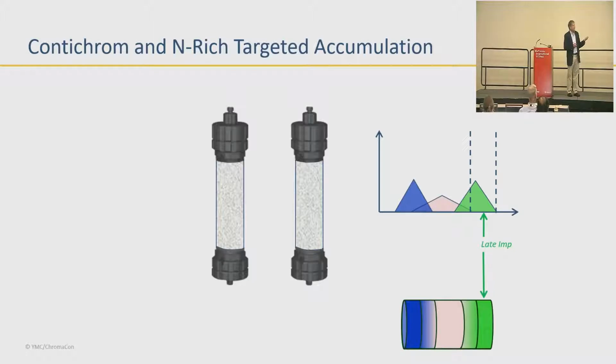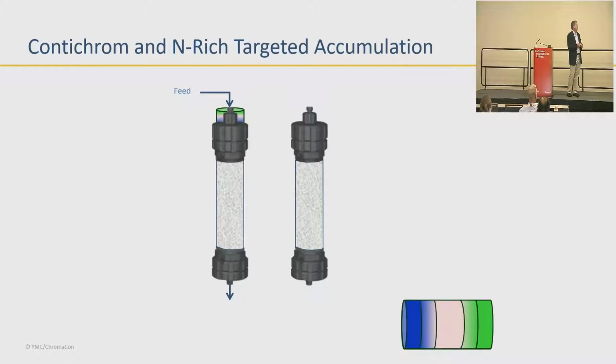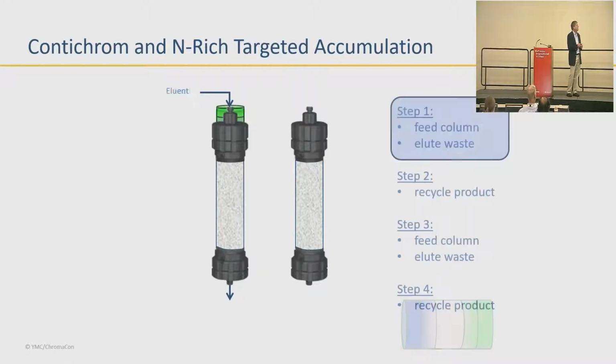So this process would be for if you're looking for one thing. And I'll show you some other ways to think about it if you're looking for a wide range of things in an area or a little more targeted. So we start with the feedstock in the first column. The feedstock goes through, and then we get rid of the waste, the early eluting waste material, plus maybe the edge of the part that we want.